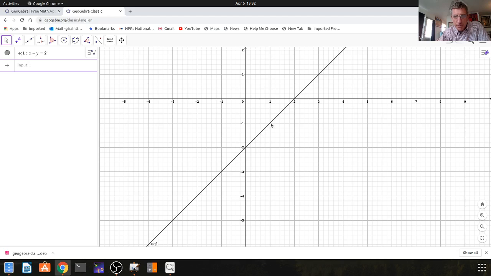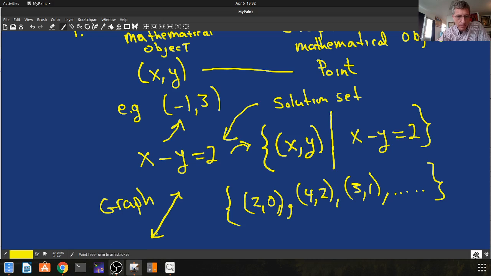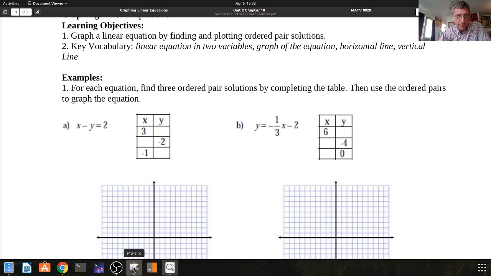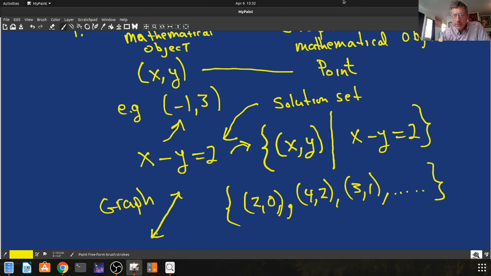So if I pick a point anywhere on this line, it's going to have some x value and some y value. And when I plug that x value and y value into my equation, x minus y is equal to 2, I will get a true statement. So that's what's going on. So let's go back and see what we're supposed to be doing. I need to make this smaller.